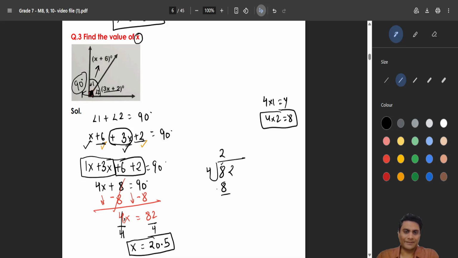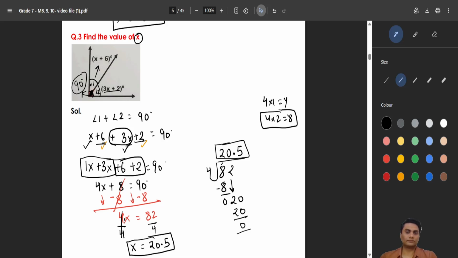Now we have to do minus. 8 minus 8 is 0. Now the next number will come down, 2. Now check, the 2 is smaller than 4. I cannot start. So first you have to put a 0 here and then put a decimal here, and you will get a 0 here extra. 4 times how much? 5 will give you 20, correct? So 20.5 is the answer.